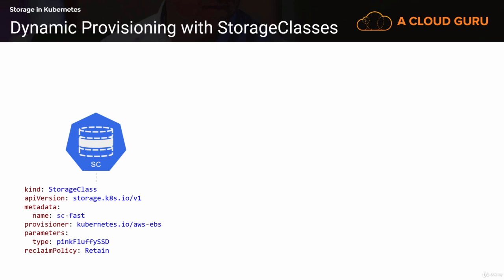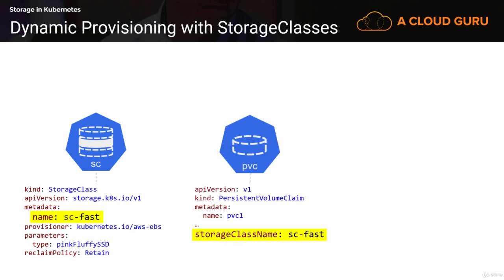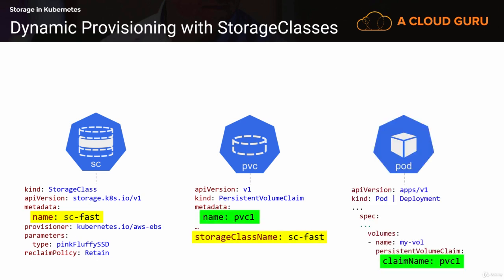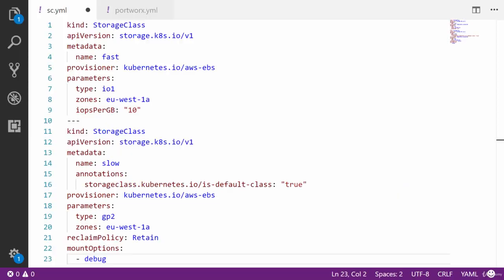Then you apply these storage classes to the cluster and it's business as usual. So you create your PVCs that reference a storage class name, you then reference those PVCs in pod specs, and we all live happily ever after. Brilliant. But if I have to do one more PowerPoint slide, I'll be sick. So let's have a look.